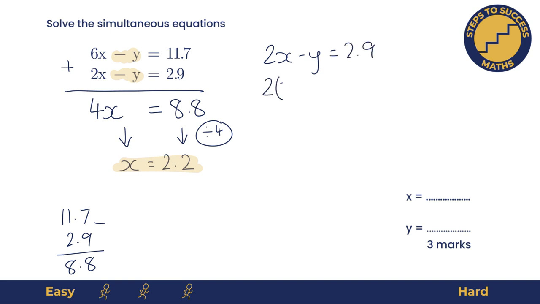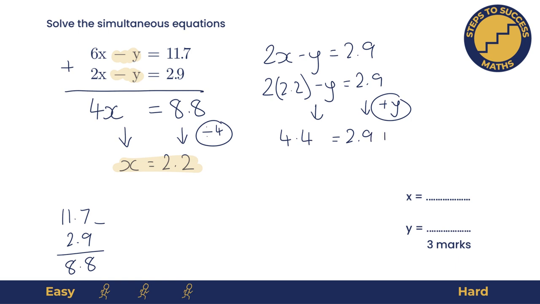2 bracket 2.2 minus y is 2.9. Now I don't like having a negative y, so my first step is going to be add y to both sides. So I've got 4.4 is equal to 2.9 plus y. Then I'm going to take away 2.9 from both sides. So I've got 1.5 is equal to y, or y is equal to 1.5. So I've got x is 2.2 and y is 1.5.